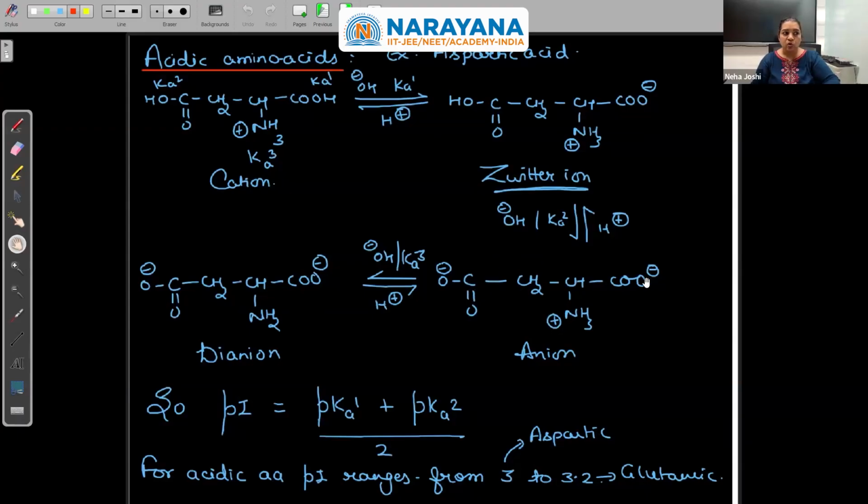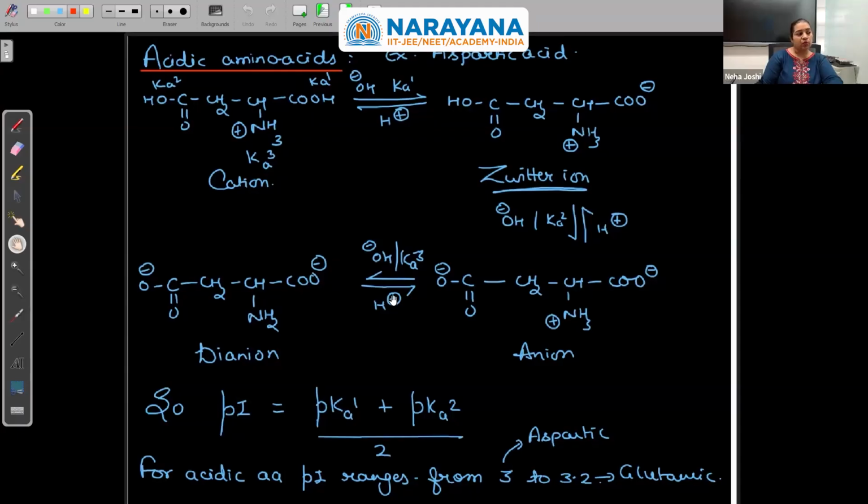Now I got 2 minus 1 plus. So is it a zwitterion? No, because a zwitterion should have a neutral character overall. 1 plus 1 minus is cancelled, so overall it is neutral and it is polar. This is a zwitterion. This is not. Plus minus cancel, 1 negative is extra. So I will rather call it an anion. I add more OH minus, then this NH3 plus can go. So I'll have a dianion.